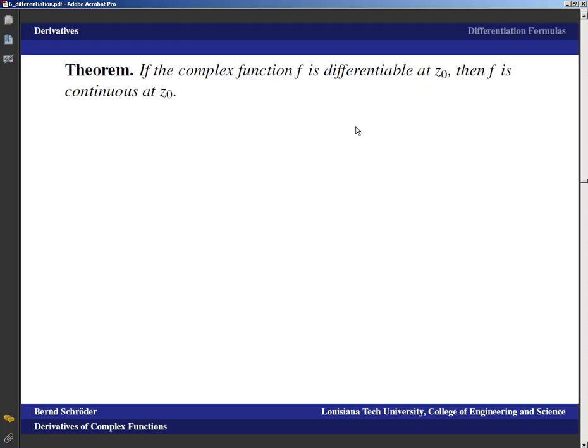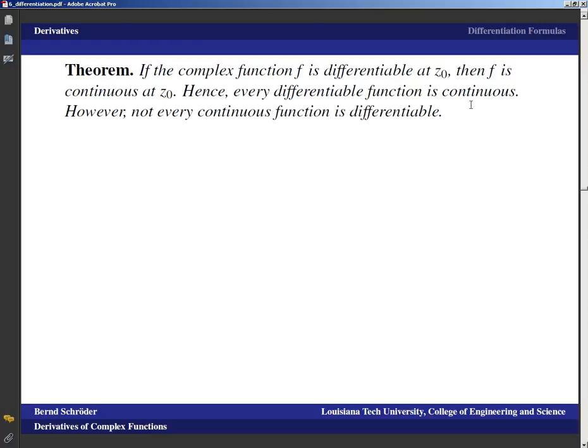Okay, some abstract theorems that we also may or may not remember from calculus. If a complex function is differentiable at a point, then the function is also continuous at that point, and that means every function that is overall differentiable is continuous overall. On the other hand, and this is the typical thing where we can explain that A implies B does not imply that B also implies A, not every continuous function is differentiable.